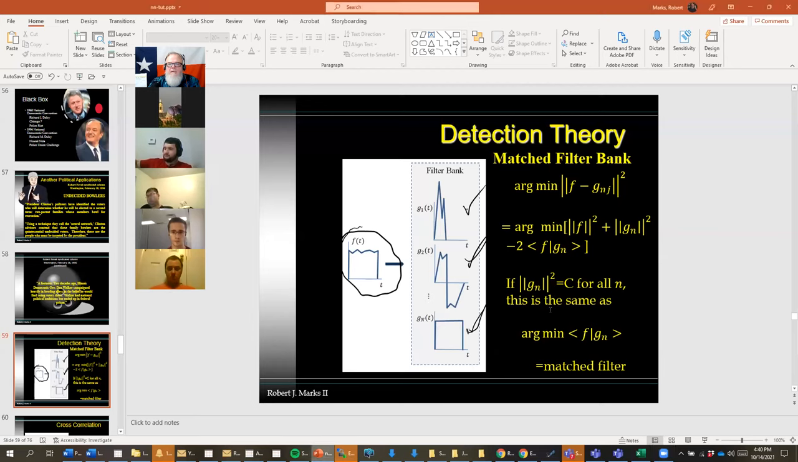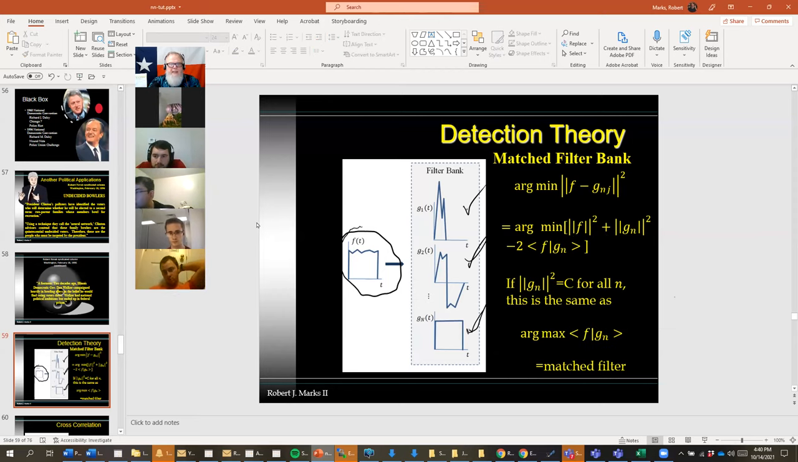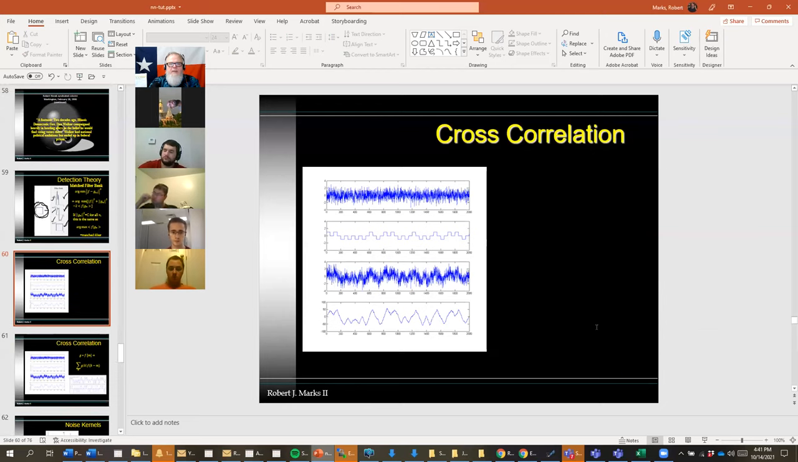Okay, I gotta stop sharing and I gotta share again. This is called, we want the arg max. In other words, we want to maximize the inner product. This is referred to as a matched filter. We're trying to match our received signal to one of these elements in the filter bank. Okay? So minimizing the mean square error is the same as maximizing the inner product. That's kind of cool. So this allows us lots of good things.